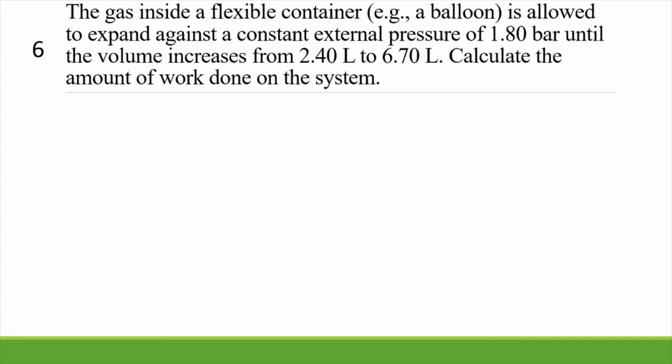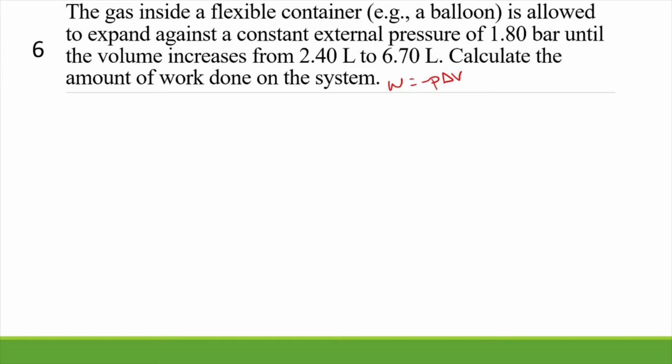Okay, number 6. The gas inside a flexible container is allowed to expand against a constant external pressure of 1.8 bar until the volume increases from 2.40 to 6.70 liters. Calculate the amount of work done on the system. And I have a feeling this is the one that people thought was not related to the chapter, but we did talk about work a little bit. And work is equal to negative pressure times delta V.